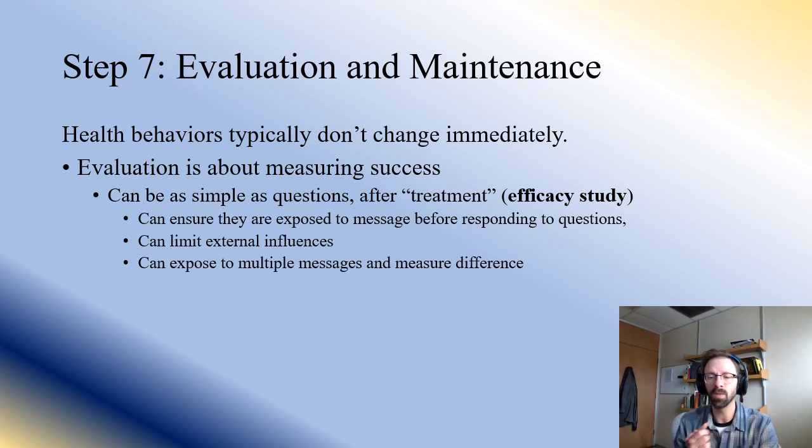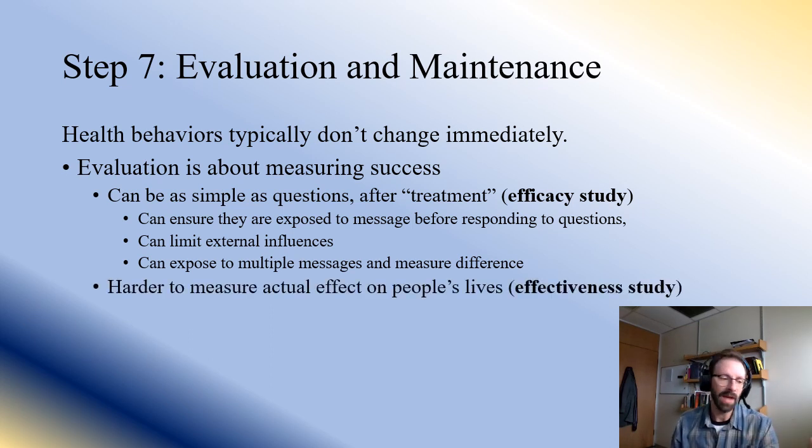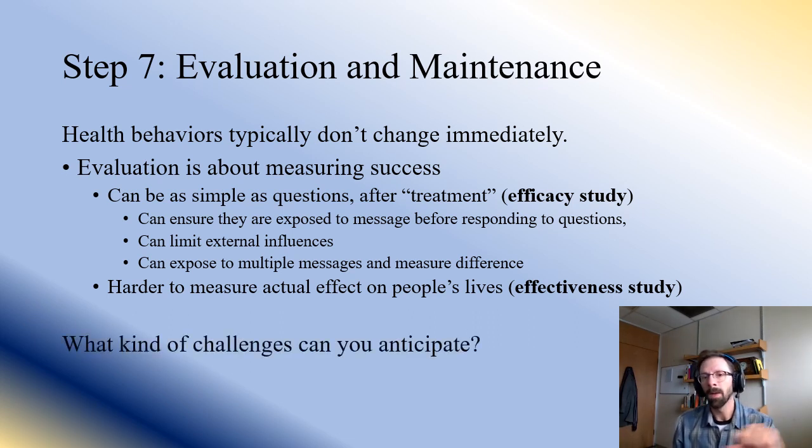So this is as close as we can get to an experiment, a social experiment, but an experiment nonetheless. We're trying to control for a lot of these external factors. It's harder to measure the actual effect on people's lives, and that would be an effectiveness study. Think about how polls never seem to be very accurate, right? Political polls. Why is that?